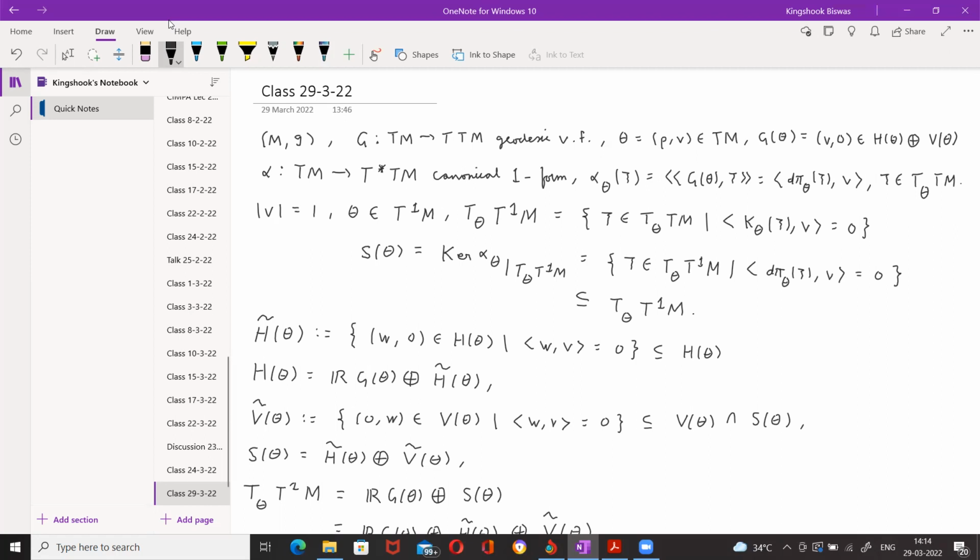Okay. Similarly, I want to look at a part of the vertical space. So I look at V tilde theta. So this will be vertical vector 0 W in V theta, such that inner product of W with V is 0. So this will be contained in the vertical space. And this is also in S theta, right? In the kernel of alpha.